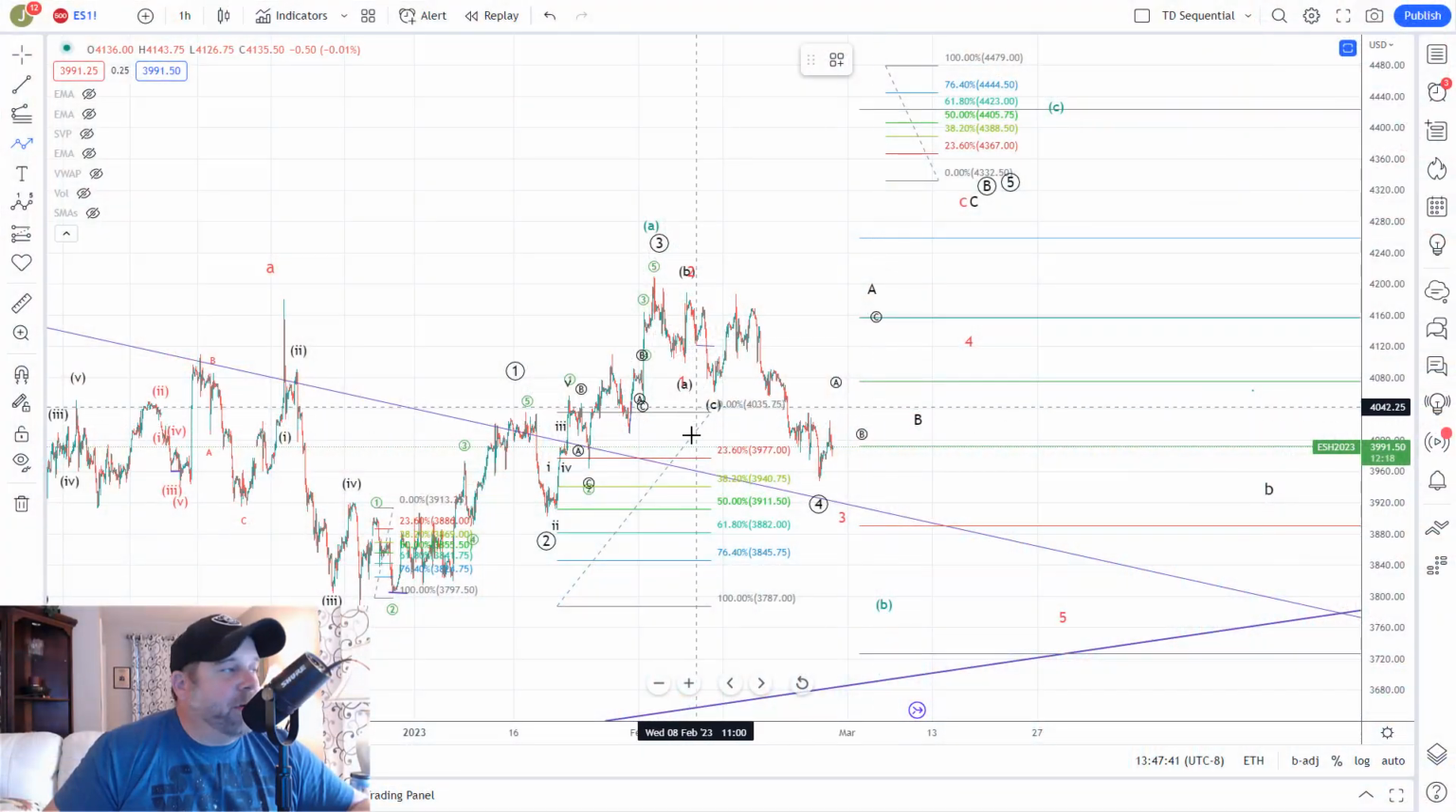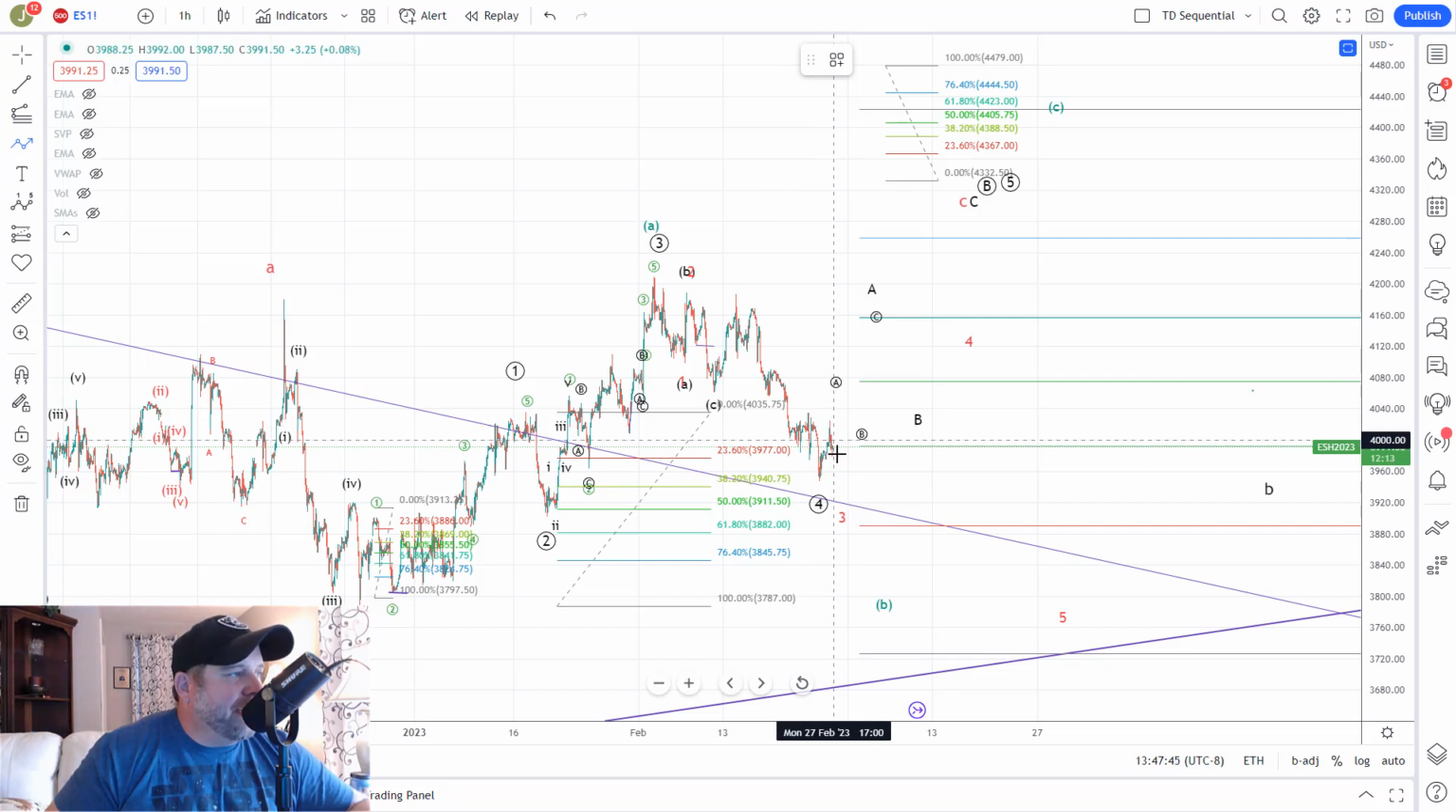All right, guys, so we did get the bounce we were looking for. Now the question is, can we see follow through in either wave A or wave 4? Let's jump into the chart and take a look. Okay, guys, so here we are on the 1-hour futures chart of the S&P 500. And you can see we got the bounce today, and then they started to pull back.